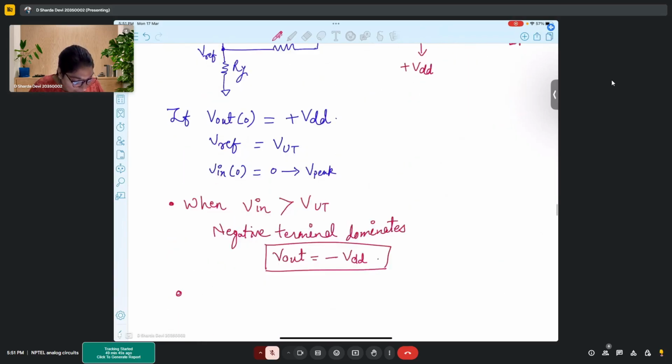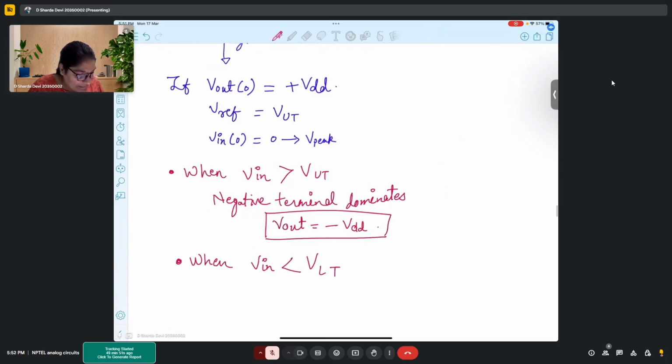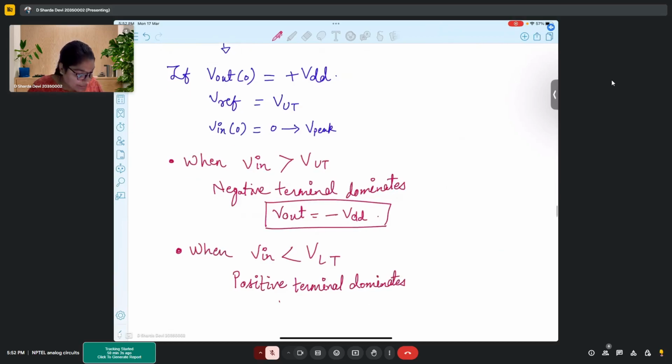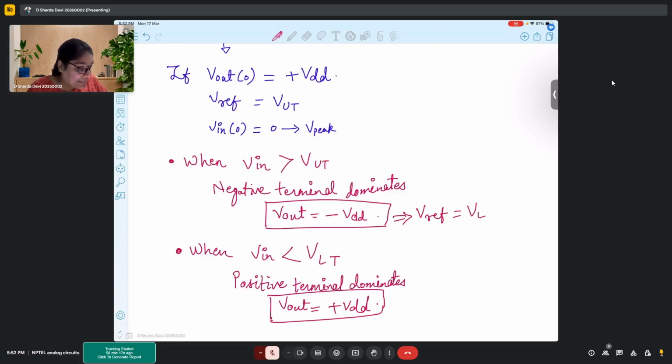So when does this happen? When your Vin becomes smaller than VLT. Positive terminal dominates. And since the positive terminal is dominating, Vout will again become plus VDD. And as the change of Vout led to changing of Vref from VUT to VLT, here again your V reference will change from VLT to VUT. Okay.